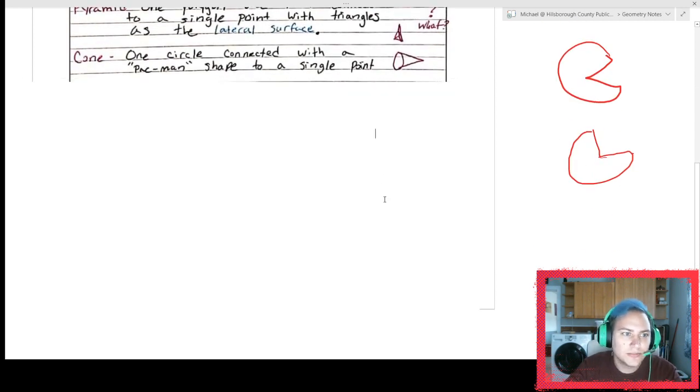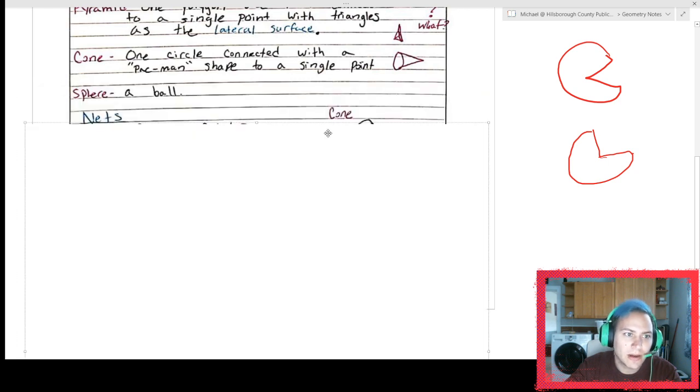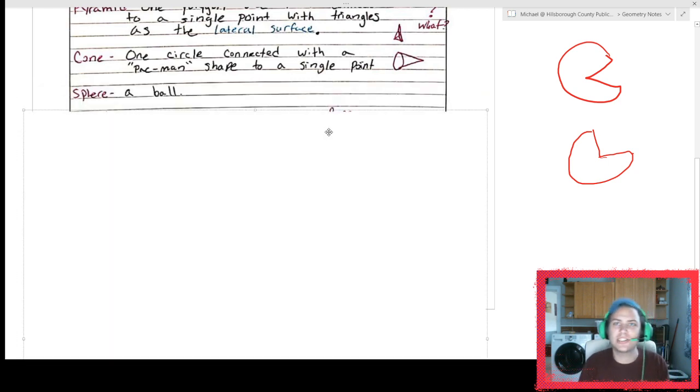And my last 3D solid that we have to talk about is a sphere. And I didn't really write much for a sphere. You all know what a sphere is. A sphere is a ball. It's a three-dimensional ball, right? It's the globe. We live on a globe. The Earth is a sphere. It's just a ball shape. It's a bunch of circles connected together to make a three-dimensional circle.